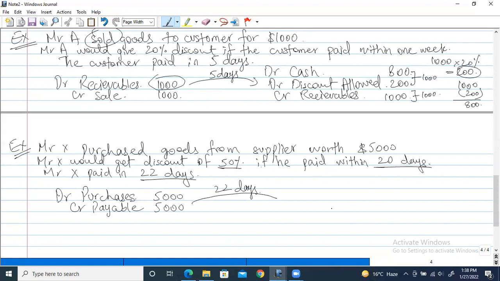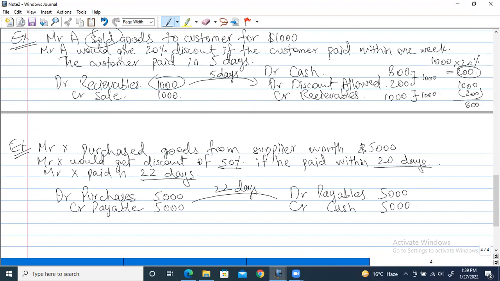So simply the entry we'll do is debit payables. We'll finish the payables with 5,000 simply, and we'll pay the cash. We are Mr. X, so we'll pay the cash with 5,000. There will be no discounting entry over here because he did not get the discount. Okay, so at the end of the day, it all depends on whether he was eligible for the discount or not, and it all depends on the condition, if it is breached or if it is met.